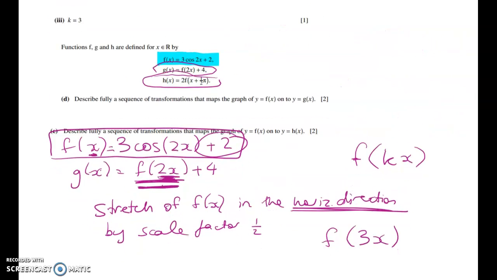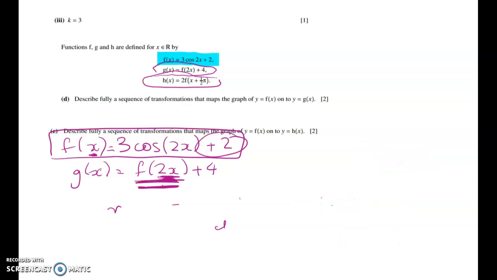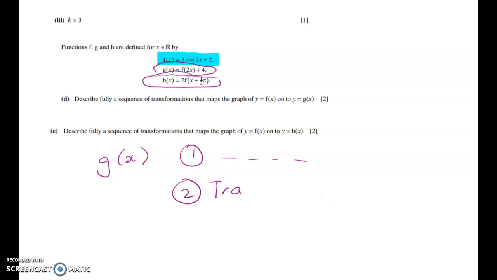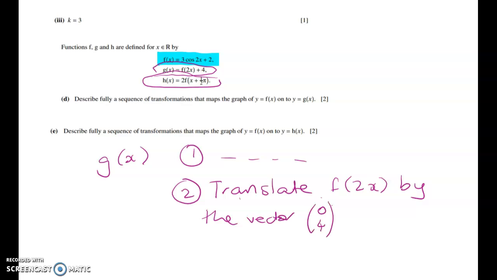Oh, so we haven't done the +4. Well, the +4 is very easy, and I think is the easiest one for students to get when they start doing these. What the +4 does is it moves every y value up by 4. So the best way to describe that, for g of x, we've got our first description, which was our horizontal stretch by the scale factor of 1/2, and then we've got a translation. So we're going to translate f of 2x by the vector (0, 4). That's the clearest way to describe that shift.